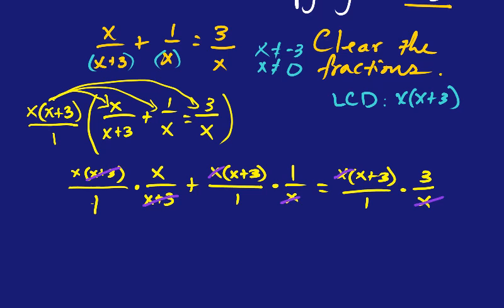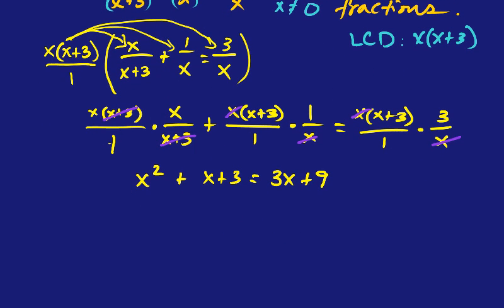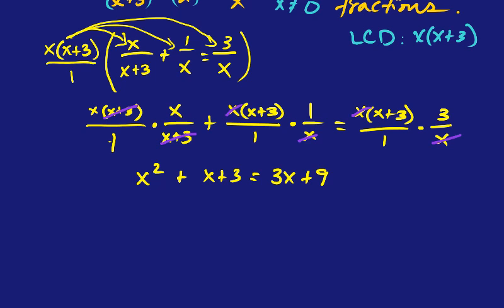When we write our equation now, we'll have x times x, which is x squared, plus x plus 3 times 1, which is just x plus 3, and that equals x plus 3 times 3, which is 3x plus 9. And now you have a quadratic equation that hopefully we should be able to solve. So we'll set it equal to 0. I'll subtract 3x and subtract 9. I'll have x squared minus 2x minus 6, and that equals 0.